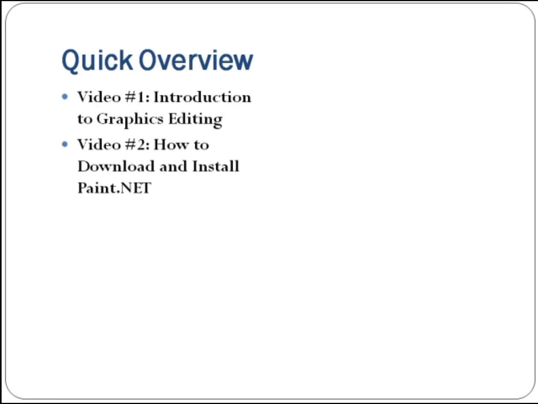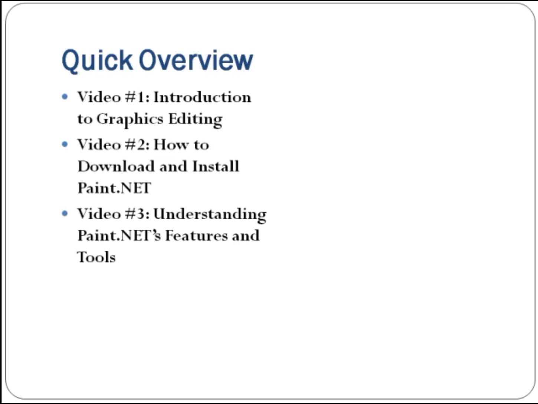Video number two, we're going to talk about how to download and how to install Paint.net. Downloading and installing is easy, but how do you set it up and everything like that? Video number three, we're going to talk about understanding Paint.net's features and tools. So we're going to go throughout the whole Paint.net system in terms of the basic fundamentals, and I'll show you how to use certain tools, what tools mean, and this and that. That way you have an idea of how everything works, and then you understand when we move on to video number four and so forth, how to actually use the system.